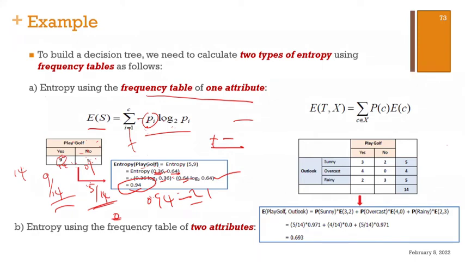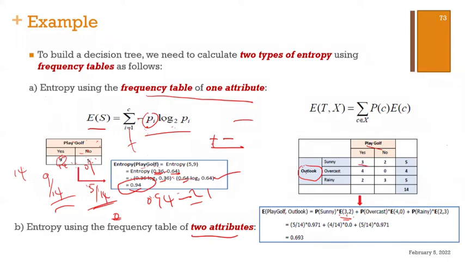So the second possibility is, sometimes we want to calculate entropy using the frequency table of two attributes. In which case, you want to calculate whether you should play golf given outlook. In that case, you have the probability of sunny multiplied by the entropy of 3,2, because here you're going to deal with 2.